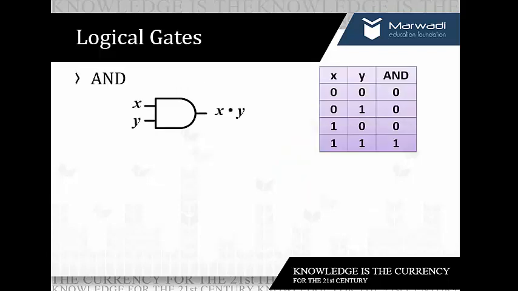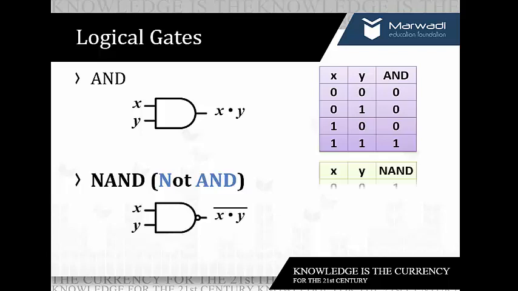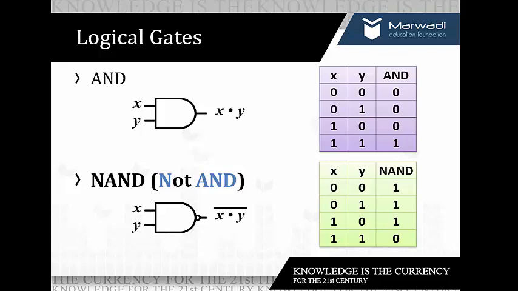The next gate is AND gate. Here from the truth table it can be easily known that the output of AND gate would be high only when both the inputs are at logic high. The complement of AND is NAND gate, and thereby it can also be known as NOT AND gate. The truth table of NAND gate is totally the complement of that of AND gate.